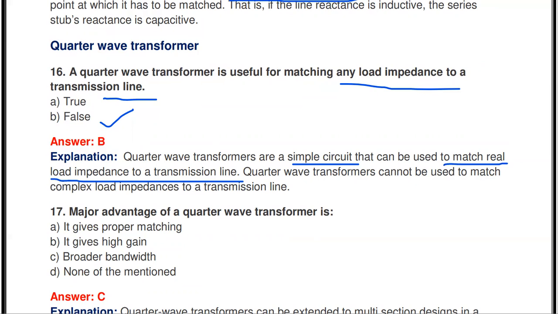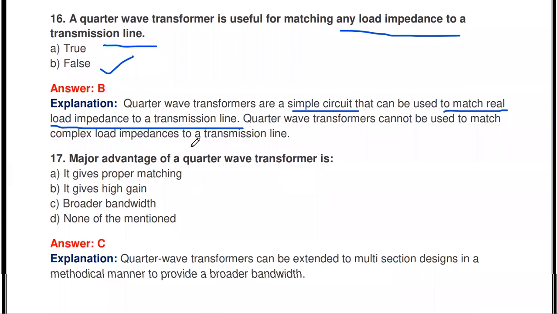If the load impedance is only a real value, that is resistance, only then can we use the quarter wave transformer for impedance matching. So this one is false. If the transmission line has a complex load impedance, the quarter wave transformer cannot be used to match it. That's why the statement is false.